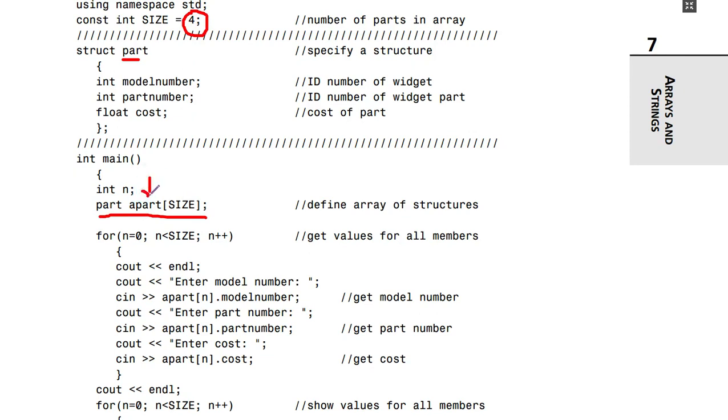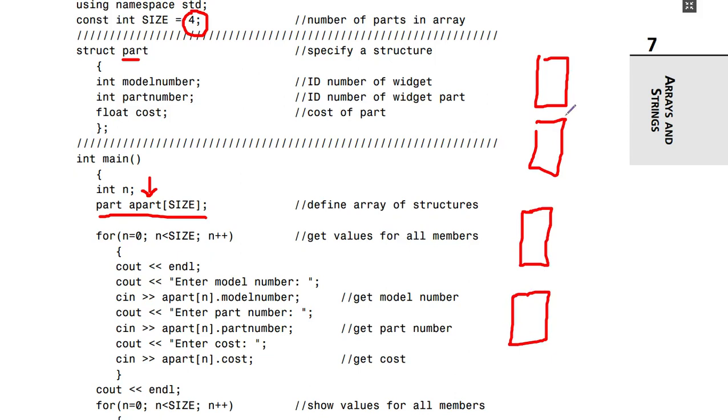of structures with the name a part, and so there would be 1, 2, 3 and 4 structures. All of these have the name a part. This would be a part 0, the second is a part 1, then this is a part 2, and this is a part 3.